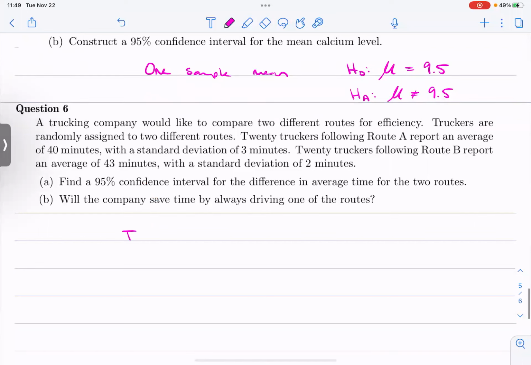But here, this is two independent sample means, right? I want to compare route A with route B.